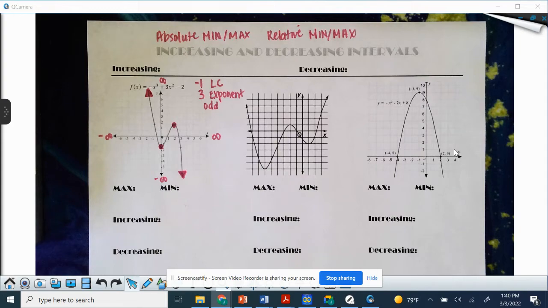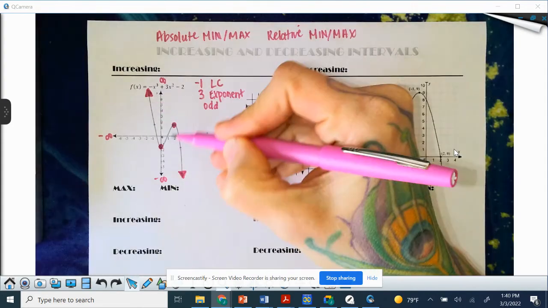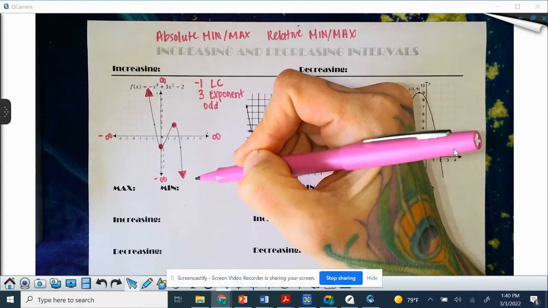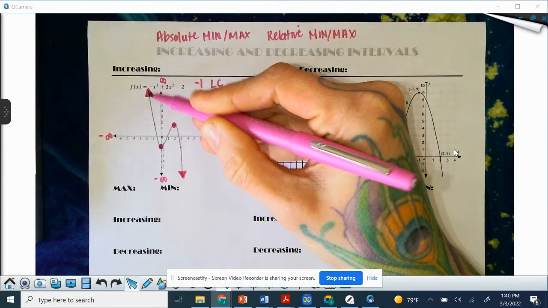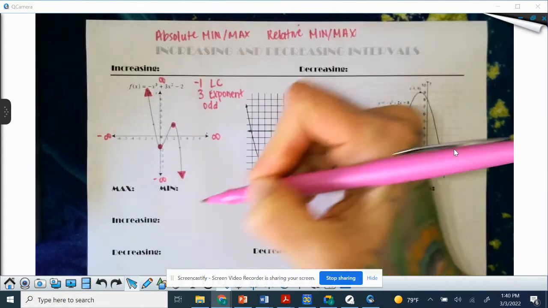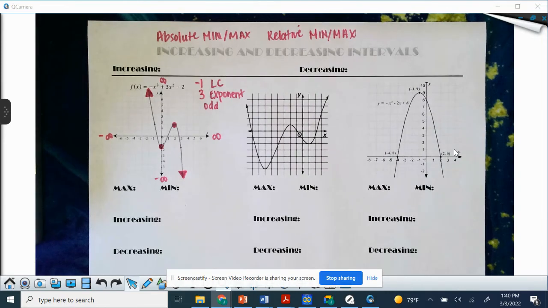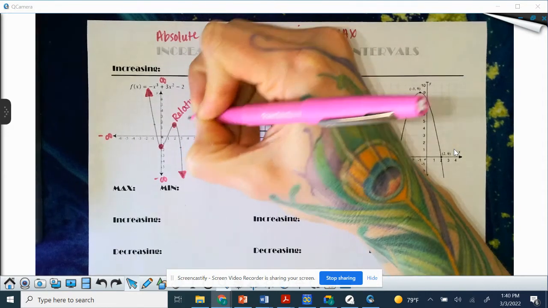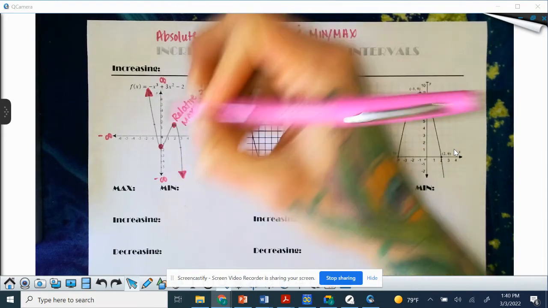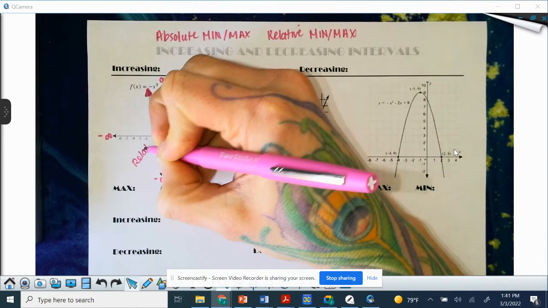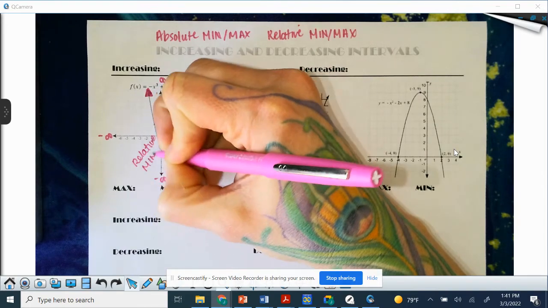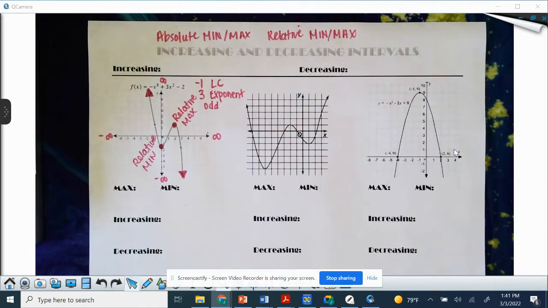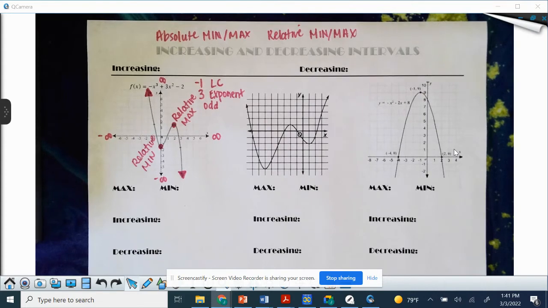Now, in this cubic function, it has arrows on either end. So that means it's going to go on forever into the positive and down forever into the negative. So that means there's no absolute min or max, because there's no point that it stops. But there are relative. So this is going to be a relative max because it's how high. And then relative min is low. So it's a minimum if I close my window in. So in the window we're looking at right now, we have a relative max and a relative min.